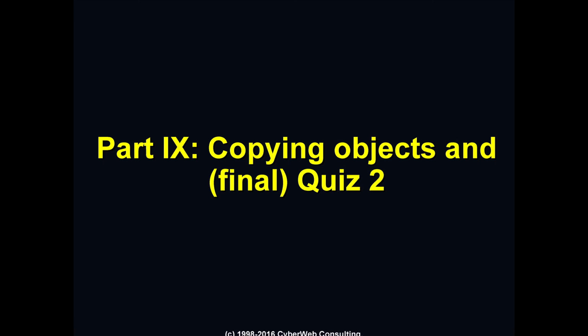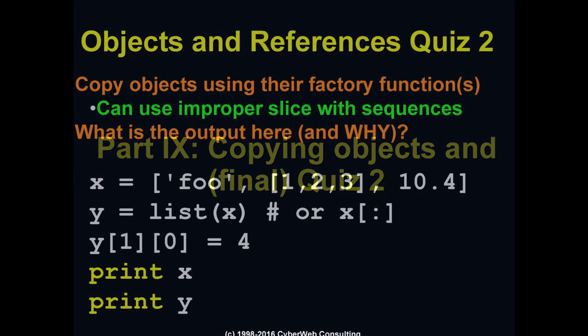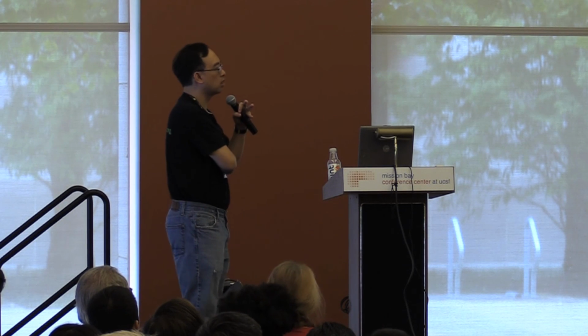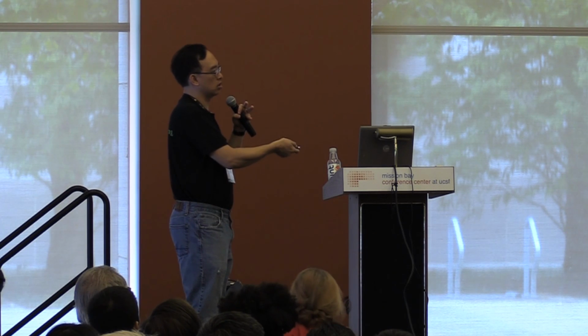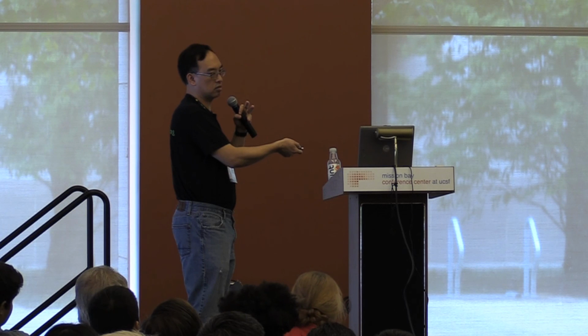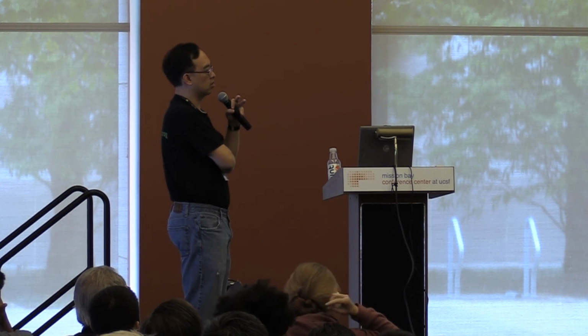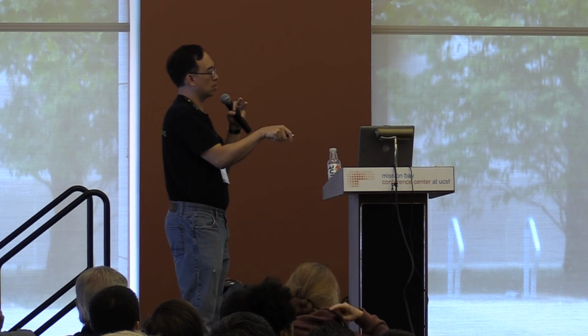Copying objects and your last quiz. All right, so people, when they're new to Python, often ask, how do I copy a list? Because I need to take a copy of this list, I want to modify it and mess around with it, but I want to keep my original one. That's why you want to copy it, right? There are 2 different ways of doing that. You can do list of your original list, or you can just take an improper slice, which is a slice of everything, with no indices i or j, just a colon. All right, so x is that, y is that.